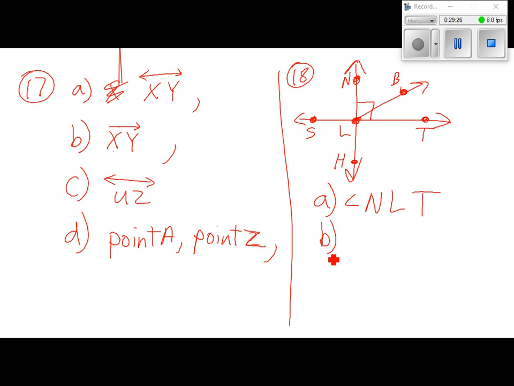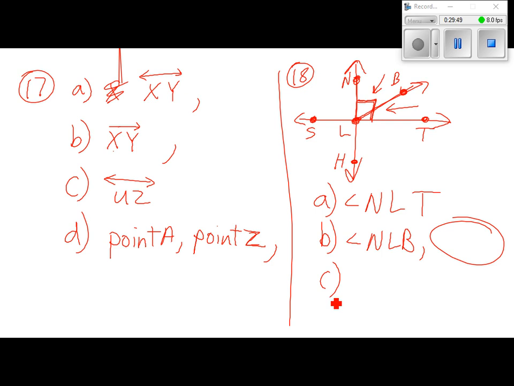B says name 2 complementary angles. Complementary angles are 2 angles that add up to 90 degrees. Well, we look right here, that's a right angle, so these 2 angles have to add up to 90 degrees. So I'm going to give you the first one. First one is angle NLB. Make sure you're using your symbols, and then you can name the other one.